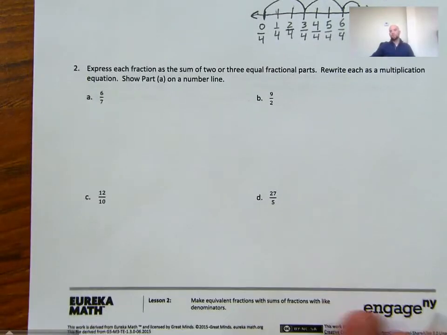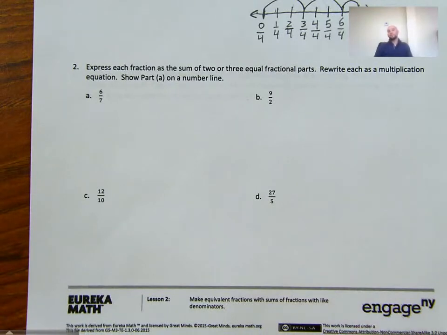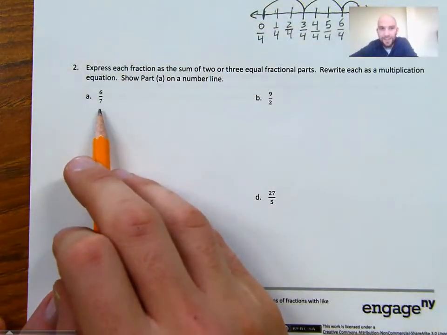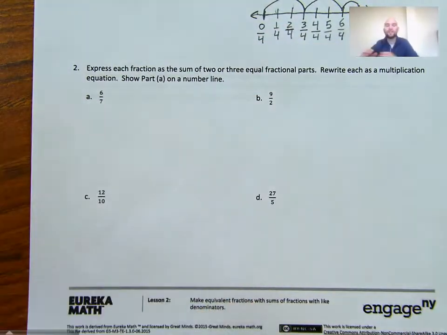So we're going to do what we were just doing, except we're going to deconstruct it. We're going to do it backwards. So it says express each fraction as the sum of 2 or 3 equal fractional parts. Rewrite each as a multiplication equation. Show part A on a number line. So instead of 6/7, we're going to break 6/7 up into 2 or 3 equal parts.